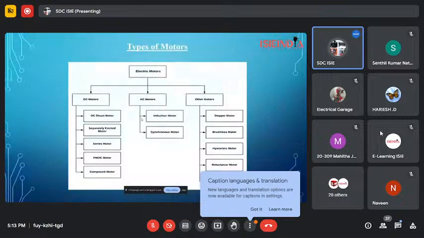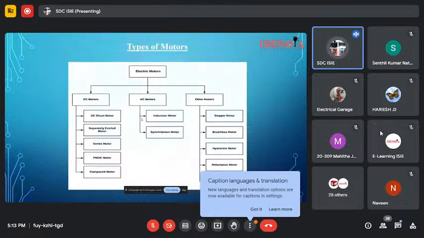Okay. So these are the types of motors. Electric motors come in various types like DC motor, AC motor, and other motors, also known as special motors. As we can see on the screen, the DC motors are the DC shunt motor, separately excited motor, series motor, and PMDC motor, also called the permanent magnet direct current motor, which is mostly used in electric vehicles. Again, we can see the compound motor. In AC motors, we can see the induction motor and synchronous motor. Electric motors are a very big topic, a subject in itself.